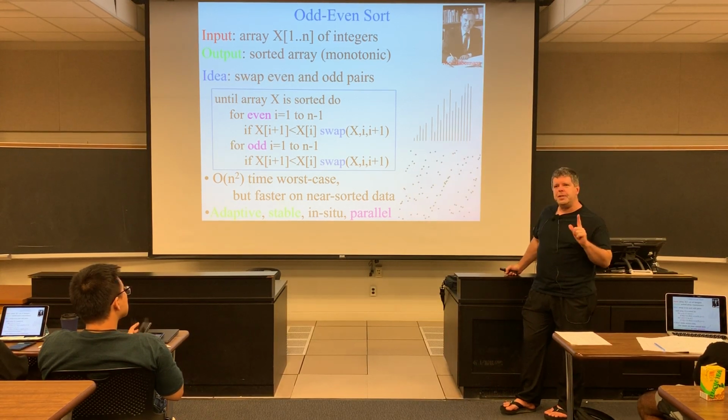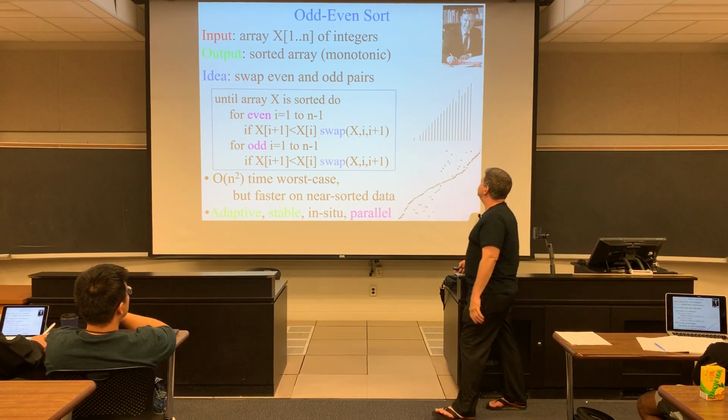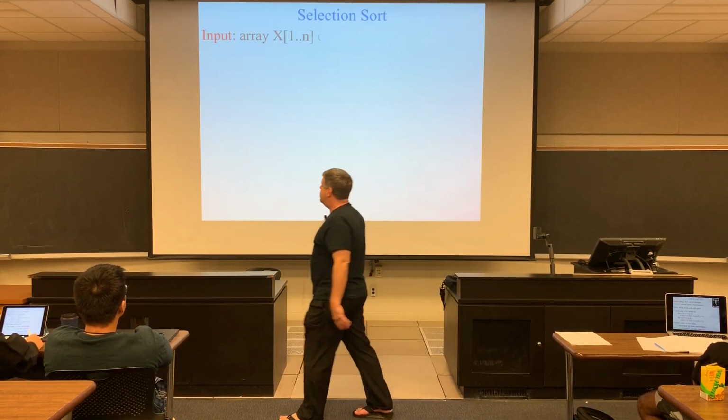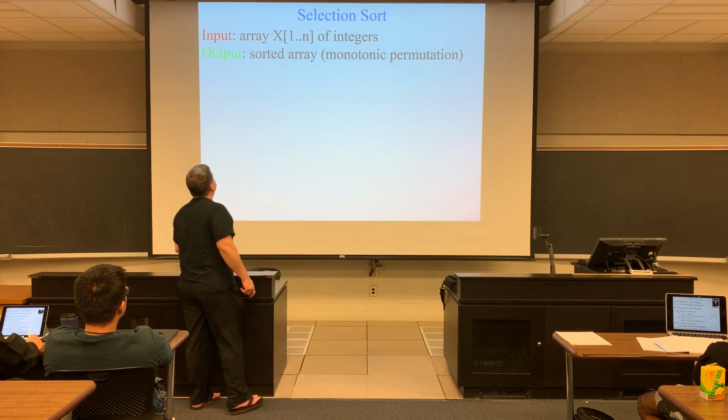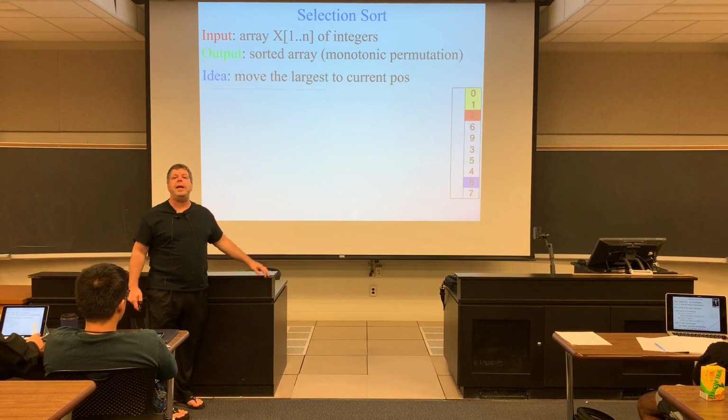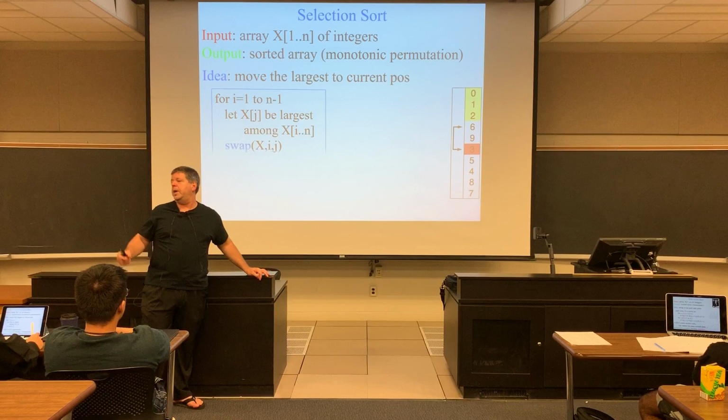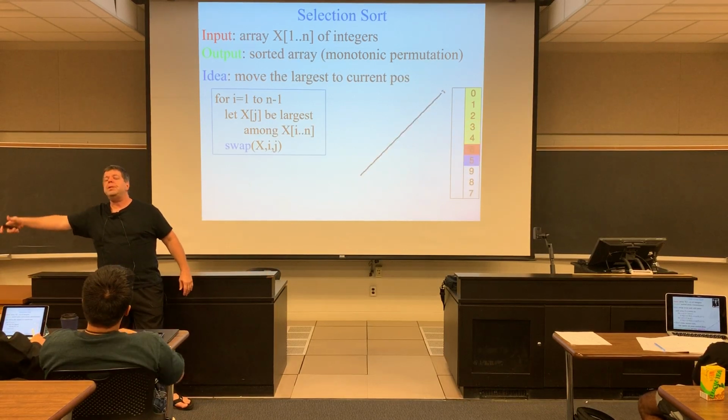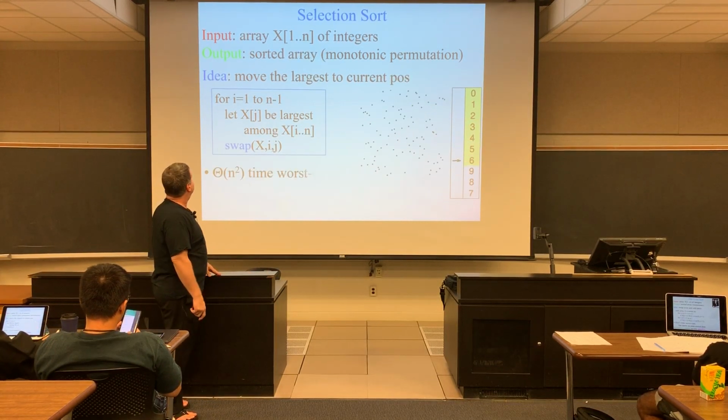Bubble sort by itself is not parallel as it stands. This one is. So that's kind of a variation on bubble sort. Selection sort: basically, you find the largest item in the array, and then you put it next. You find the next largest remaining number in the array, and you put that second.